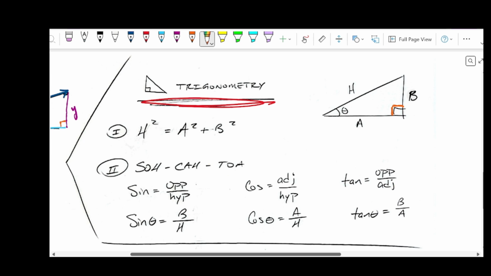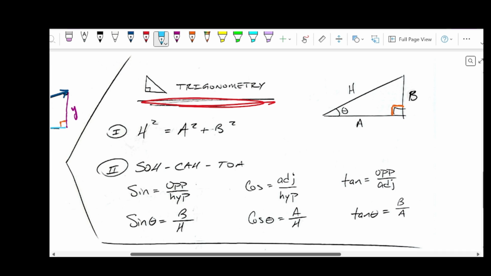Our trigonometric identities are all based on the relationship of our sides with respect to our angle. So if I look at this angle, we have an adjacent, an opposite, and a hypotenuse. The opposite of my angle is the side directly facing it. So that's going to be B. The adjacent side is the one that's basically touching it. That's going to be A. And the hypotenuse is the hypotenuse, right?